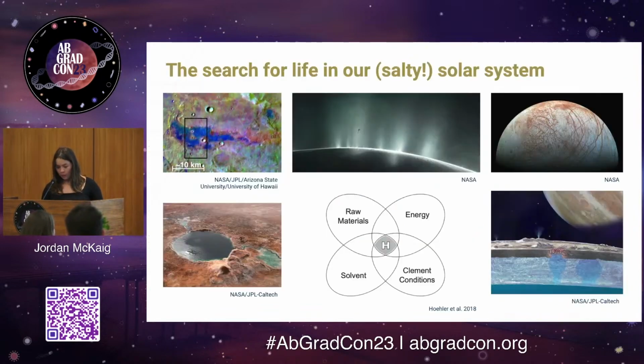I'm working with Dr. Chris Carr on using solid-state nanopores to detect biosignatures and think about the potential for agnostic life detection. Throughout our solar system, there are a variety of planetary bodies that have conditions thought to be hospitable for life. So things that are in the middle of this Venn diagram containing the right raw materials, energy sources, solvents, and climate conditions for living things to possibly persist.